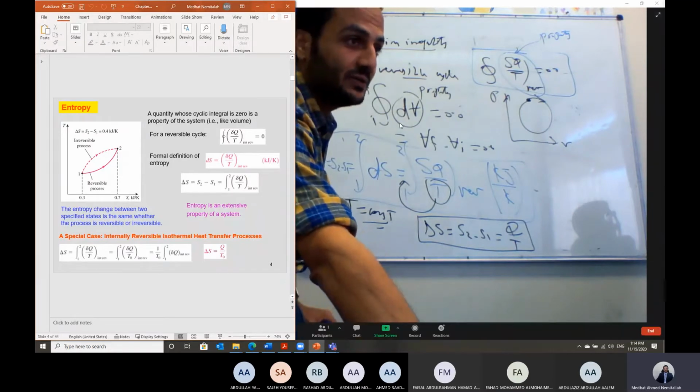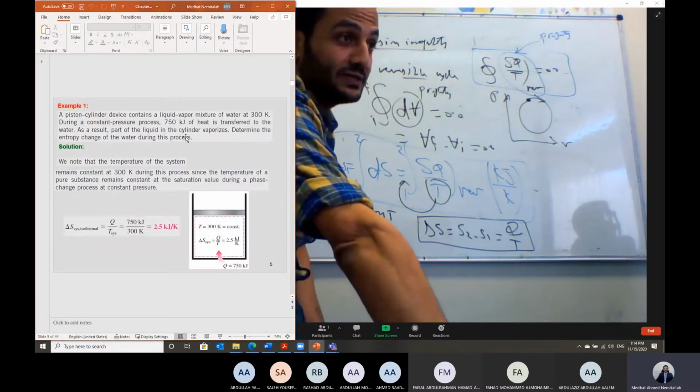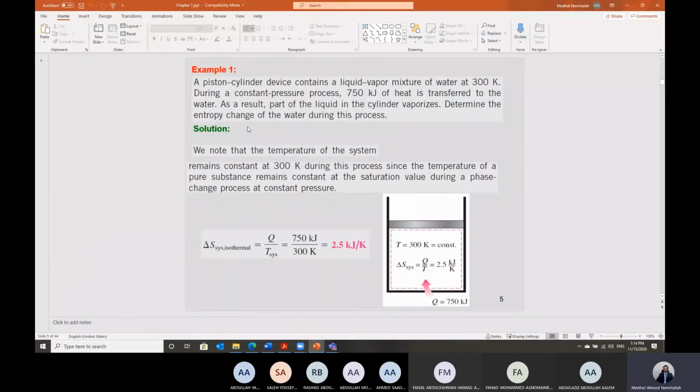And this is an example here. You can see here, he said, in this example, we have a piston cylinder device that contains a mixture, actually, of liquid plus vapor, in the saturation zone of water at temperature equal to 300 Kelvin. So we have a saturated liquid vapor mixture of water at 300 Kelvin contained in this piston cylinder device. He said we have added heat to this gas in the piston cylinder device. This heat is equal to 750 kilojoule of heat transported to this water.